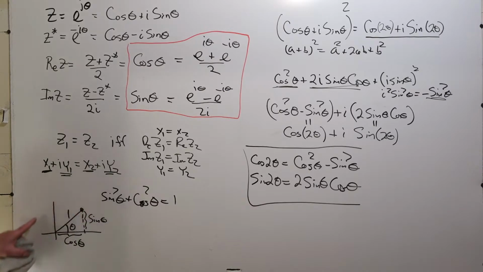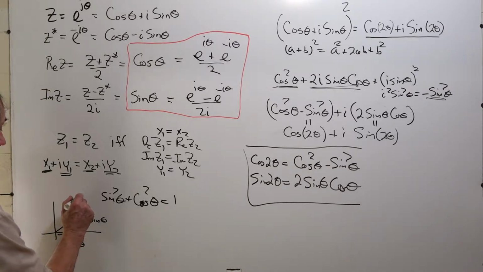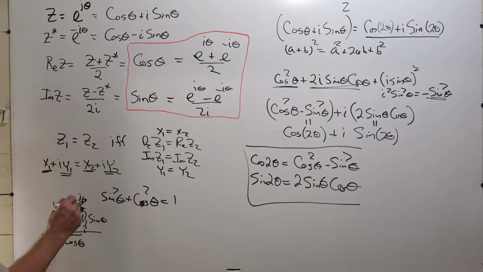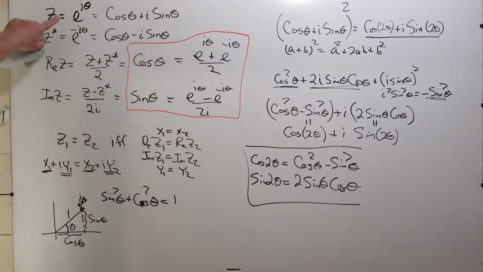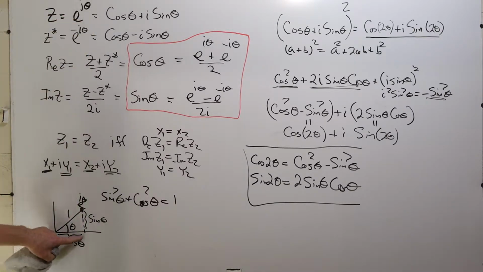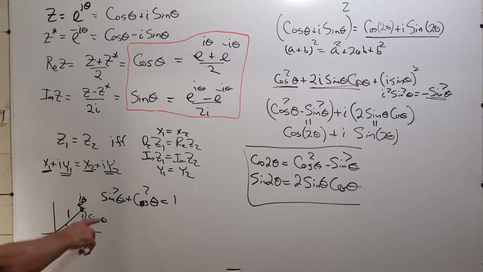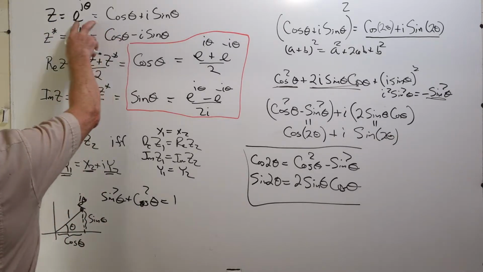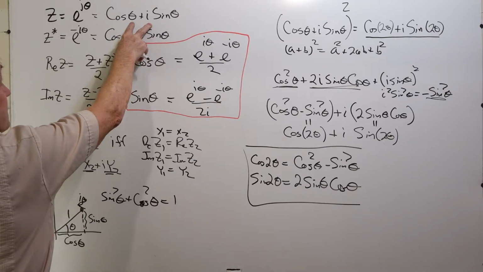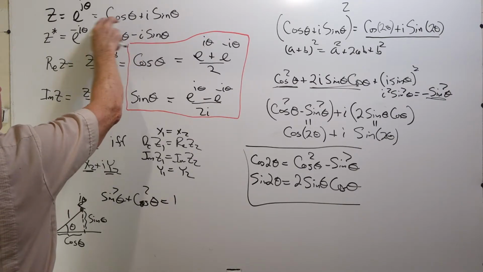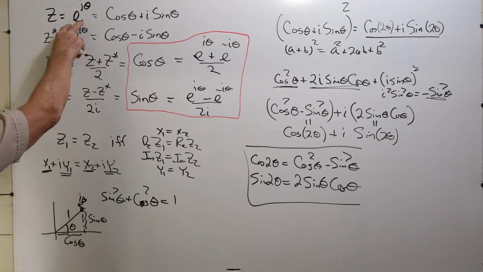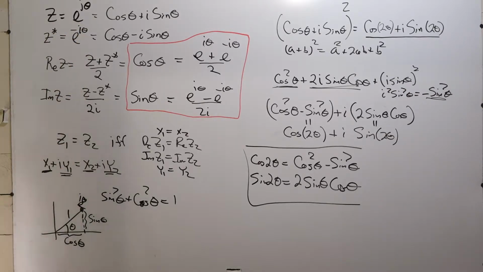This is nothing more than a graphical representation of Euler's formula. That is, e to the i theta has magnitude 1. e to the i theta is cosine theta plus i sine theta. So the magnitude of this is just cosine squared plus sine squared, and we know that the magnitude of e to the i theta is 1.